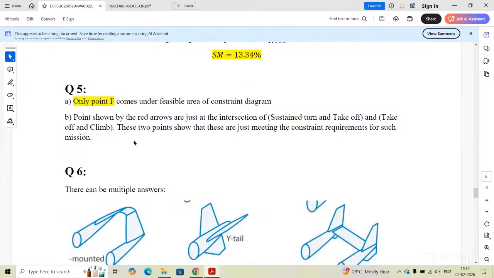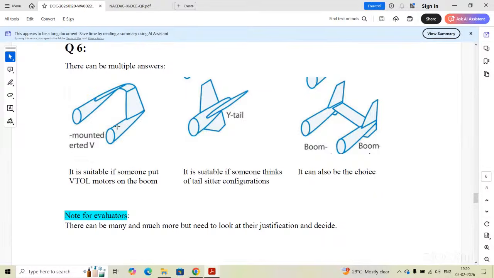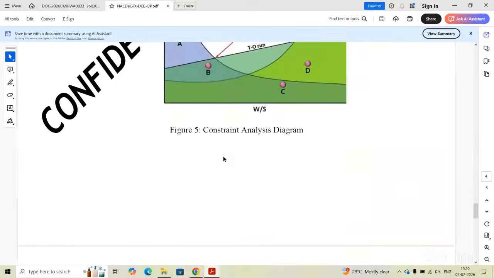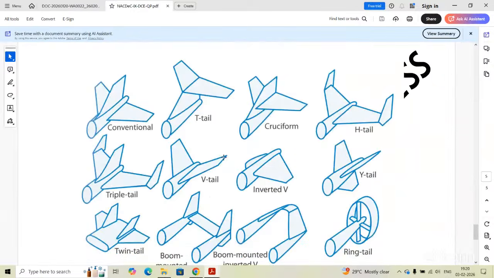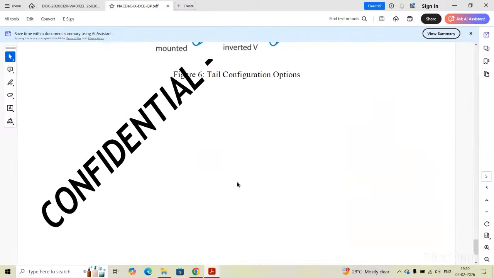Okay. The next thing is about the tail configuration. It can vary according to any team, any participant, or any designer. If they select any tail configuration, then they have to justify why they are using it. The most common configuration is twin boom, with the horizontal tail mounted over the vertical tail. This is the most common configuration used. But there must be certain justification for why you are selecting any of these. So that's all from my side for the model solution paper, sir.